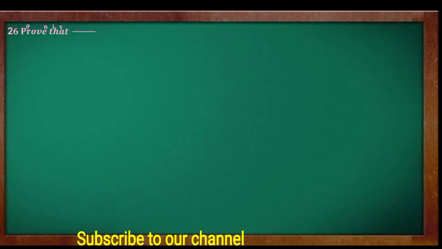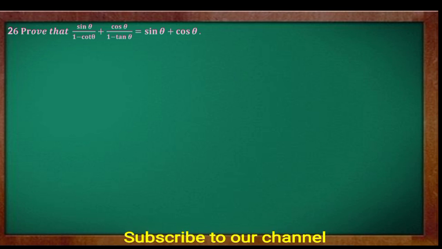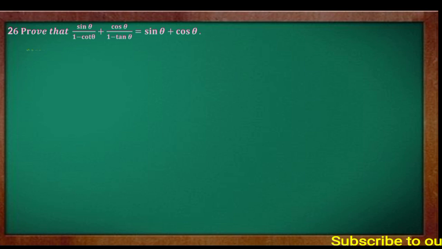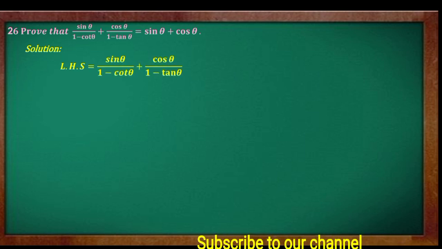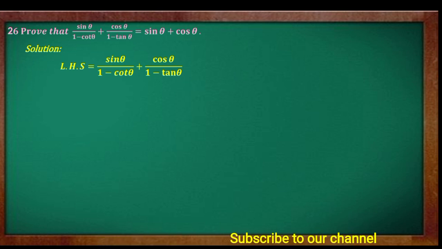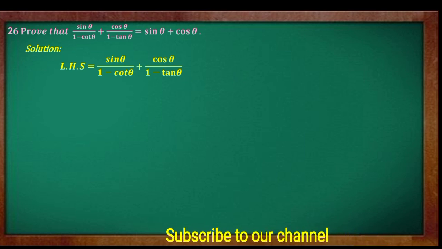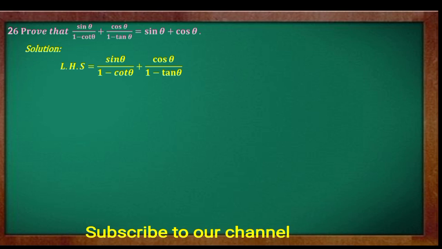Next question: prove that sin theta by 1 minus cot theta plus cos theta by 1 minus tan theta is equal to sin theta plus cos theta. We prove this by taking LHS and moving to the RHS. Let LHS is equal to sin theta by 1 minus cot theta plus cos theta by 1 minus tan theta. In any problem of trigonometry, most of the solution you get by converting cos, tan, cot into sin and cos. Here also we do like that only. We convert cot theta as cos theta by sin theta and tan theta is equal to sin theta by cos theta.